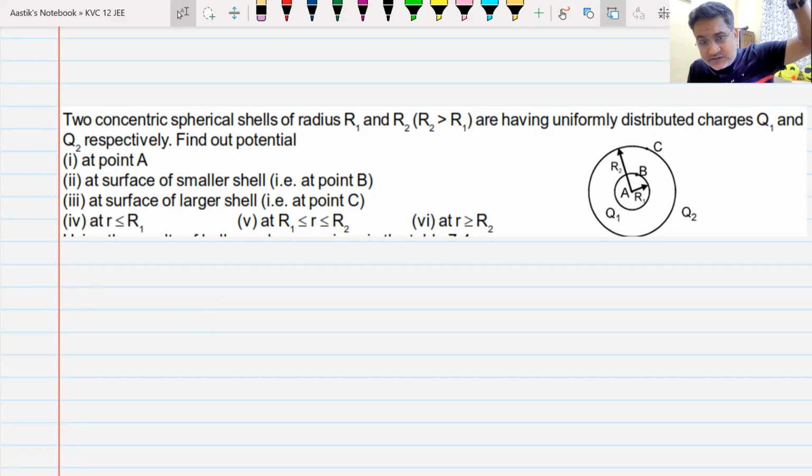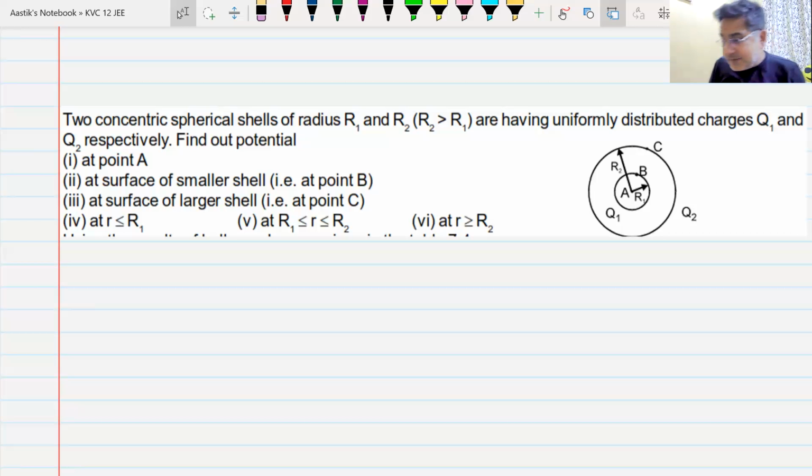Do you remember the question where we found out electric field? Yes or no? Do we remember? We found out electric field? Yes, sir. Now is the case to find out electric potential.